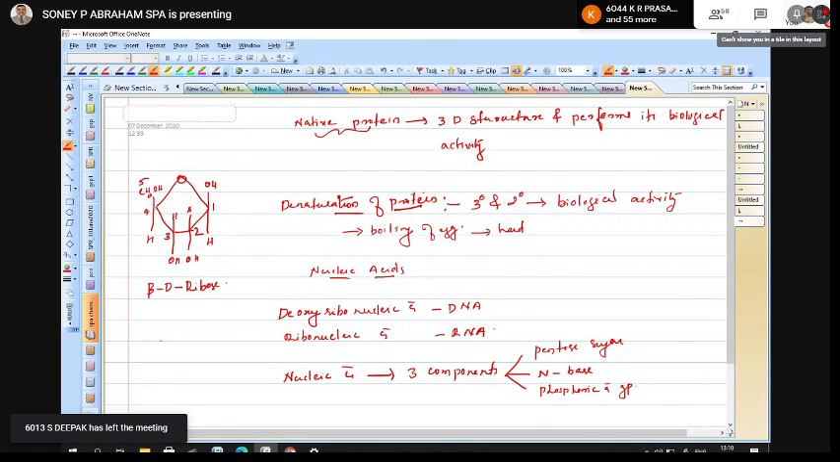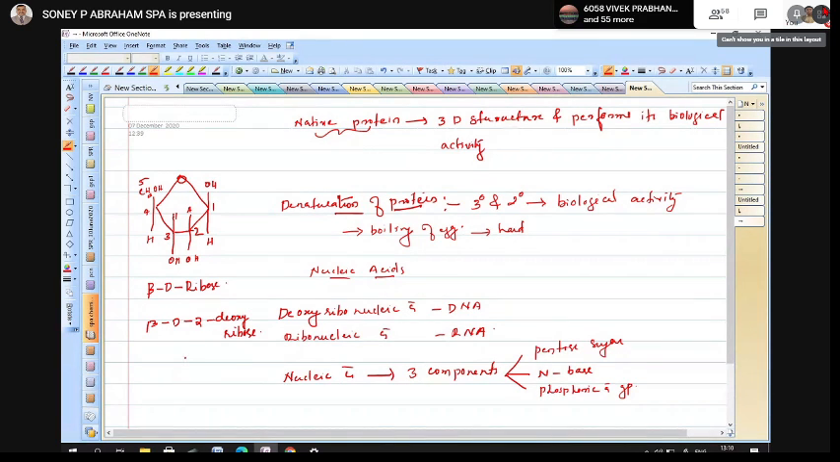And deoxyribose; the actual name is beta-D-2-deoxyribose. That means in ribose at the 2 position, deoxy means no oxygen is present. So I am drawing the structure again. At the second position, this oxygen will be removed, so instead of oxygen you will have 2 hydrogens. The rest of the groups remain the same on the other carbon atoms.